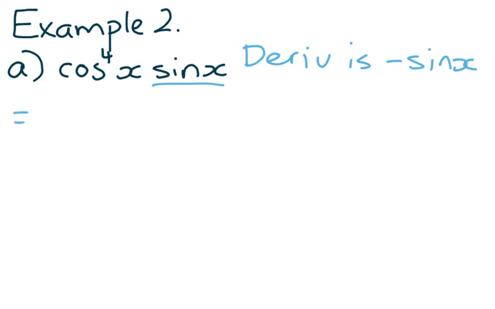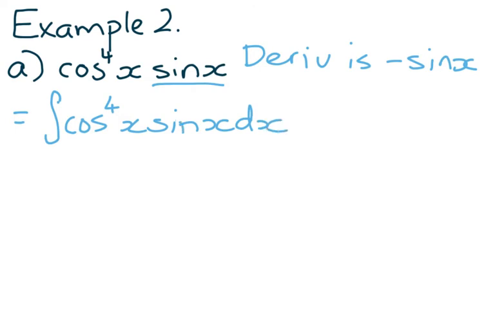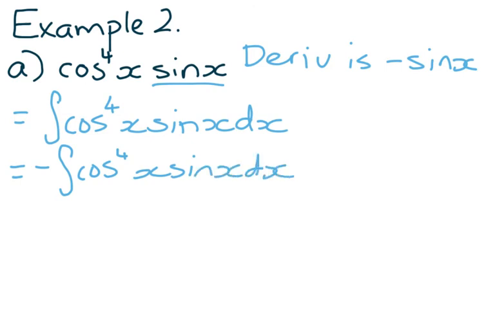So we're going to have the integral of cos 4x sine x dx. And then because we need it to be negative, we're just going to put a negative in front of the integral sign. And rewrite it again. So then we end up with negative cosine to the power of 5 x over the new power. So it's just that one where we increase the power by 1 and divide by the new power, not forgetting to put the plus c on the end.